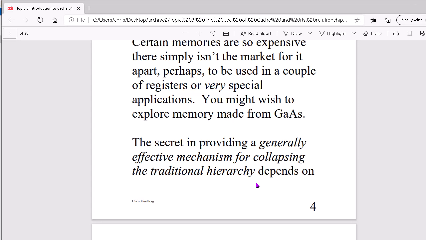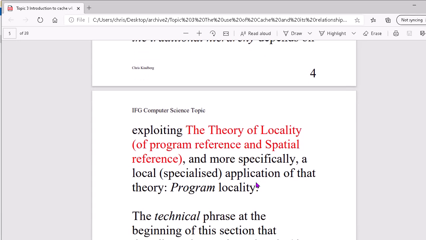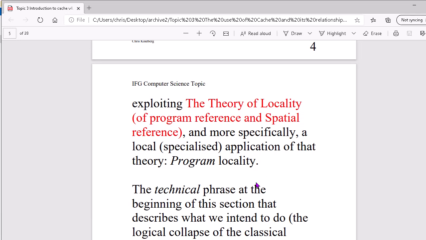What I mean by that is making all memories appear to be the same in terms of access speed, more or less. It depends on exploiting the theory of locality of reference and spatial reference. Right, so I'll try and split that up and analyse the theory of locality into two principles, and explain its operation and give you some examples.